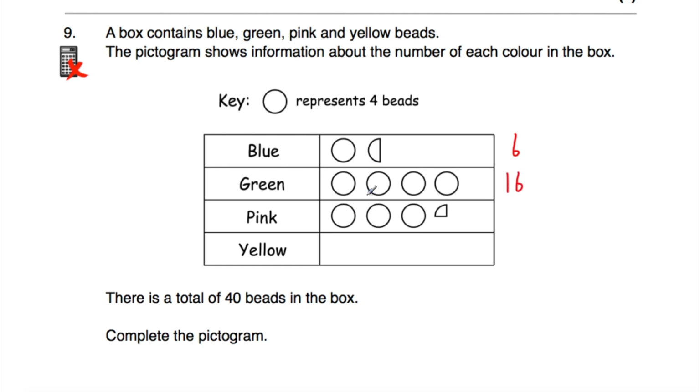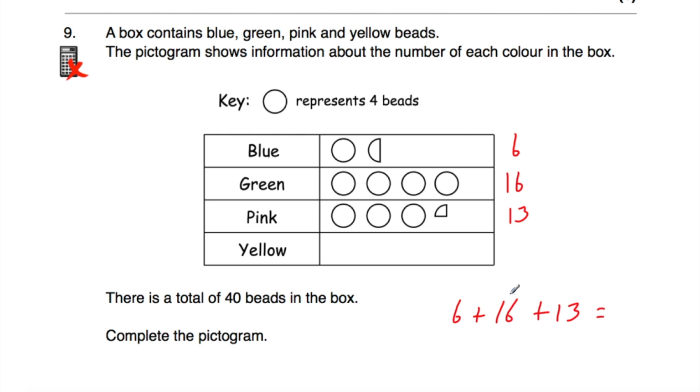For pink, there's 4, 8, 12 and then another 1, because 1/4 of 4 is 1, so that's going to be 13 pink beads. And we're told in total there's 40 beads in the box, and we've been asked to complete the pictogram. So let's work out how many yellow beads there would be. So if we do 6 plus 16 plus 13, if we add these together, that'll tell us how many blue, green and pink beads there are all together in the box.